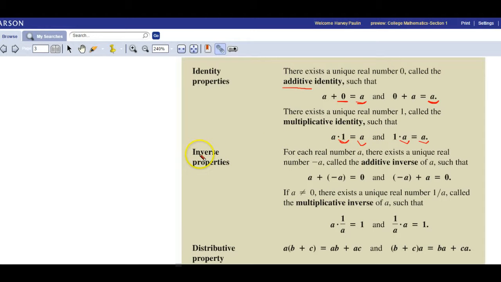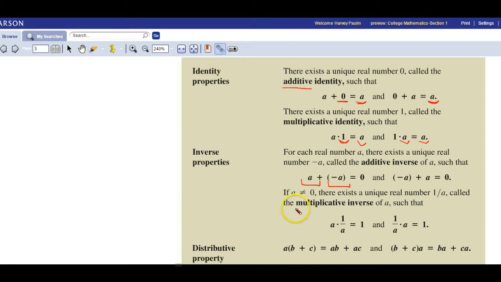Okay, then we have what are called the inverse properties, where if we have a value, A, and we add its opposite, that is negative A, the sum of this is 0. That's often referred to as the additive inverse, and it works in the commutative sense as well.